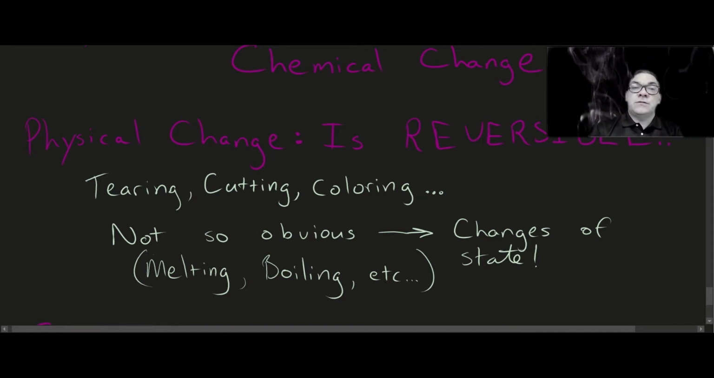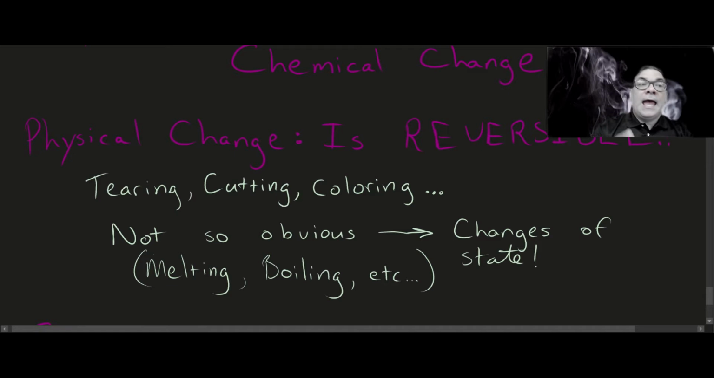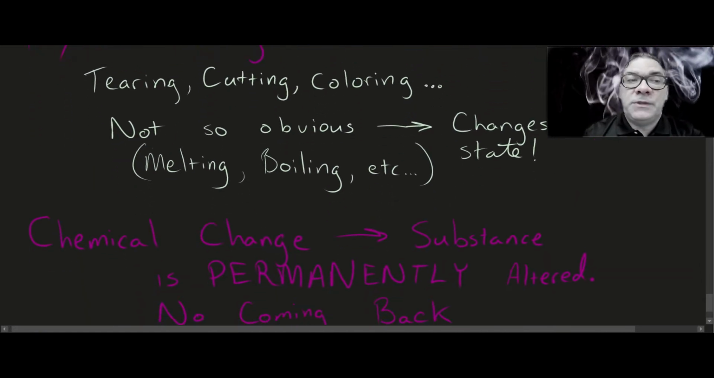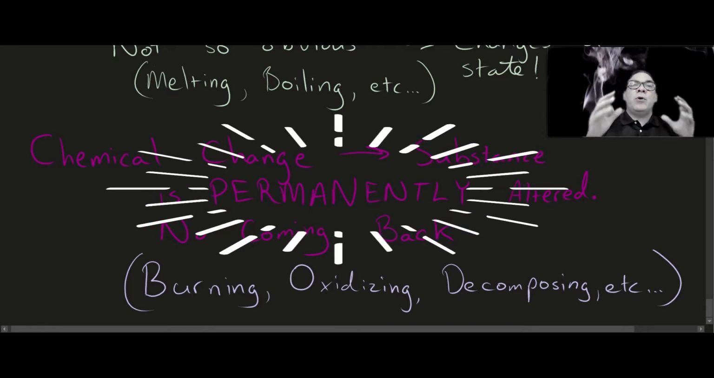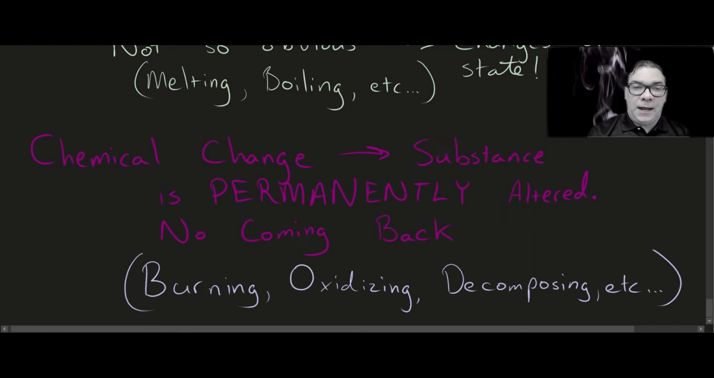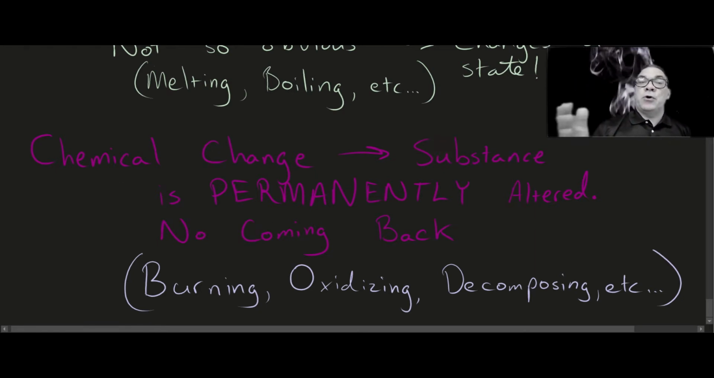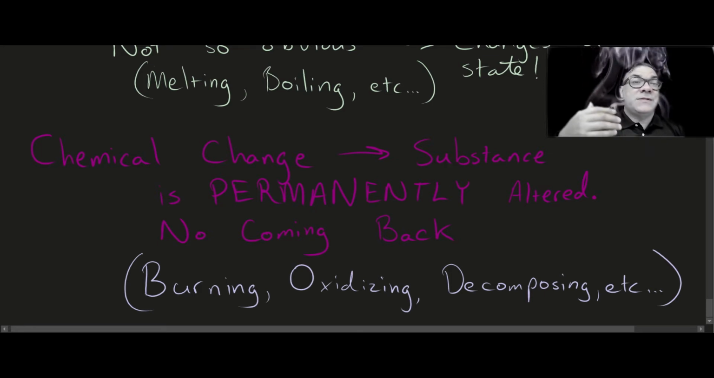Now again, physical changes, the big takeaway is that they are reversible. You can bring back your original substance, okay? As opposed to something like a chemical change. In a chemical change, we have permanently altered the substance. Again, there's no coming back. So, as we spoke about before, remember we talked about chemical properties. In a chemical property, we said that in order to observe it, you could no longer interact with that original substance.